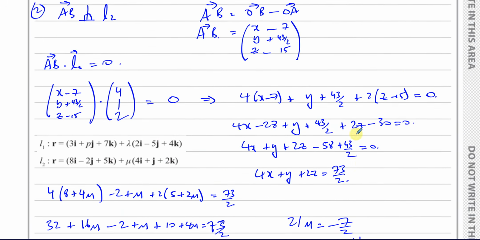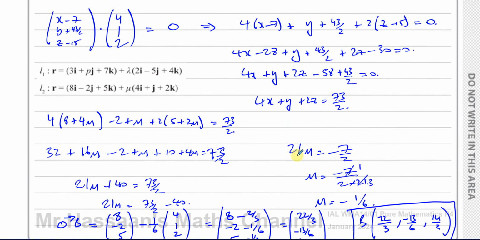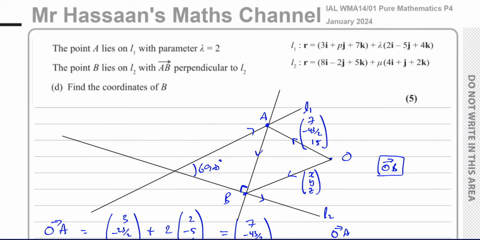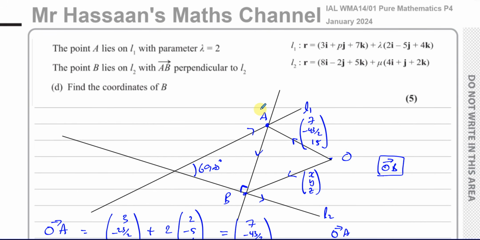Okay, so this is quite a typical type of question. We know two things about the point B. It lies on line 2, and it's perpendicular to the line A to B. Okay, and then we can work out what its coordinates are using this method. Okay, so there's the answer to part D, and I think that was the end of that question. Yes. Okay, so this wraps up question D, 6D, and question number 6.